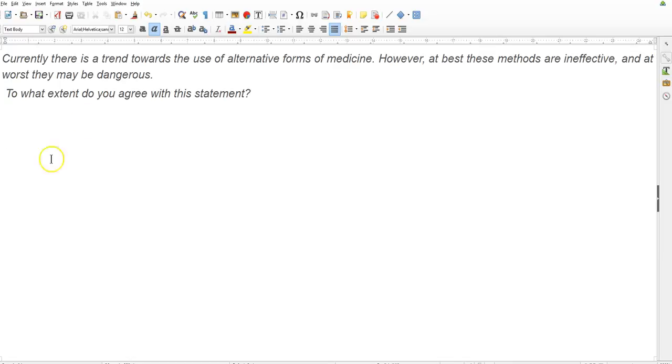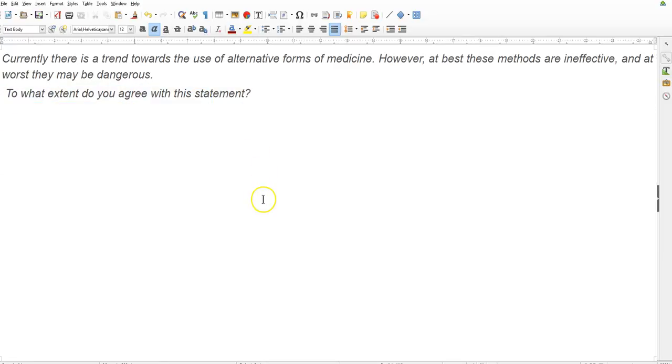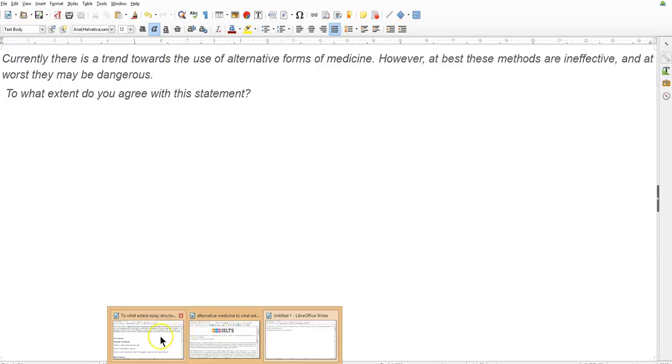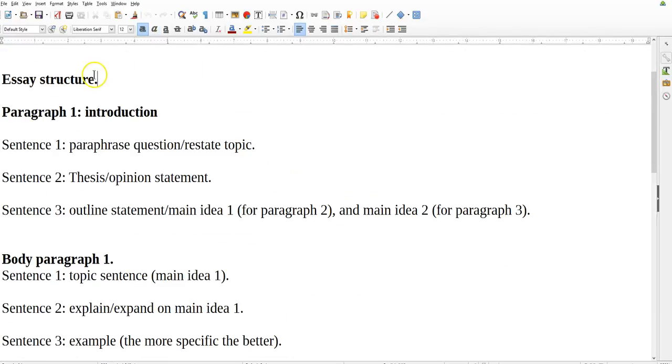Looking at the to what extent essay question. If you recall, I outlined a structure which we might use, which is basically this. In that video, we were looking at space exploration. It was something like: space exploration, is it a waste of money, etc. To what extent?